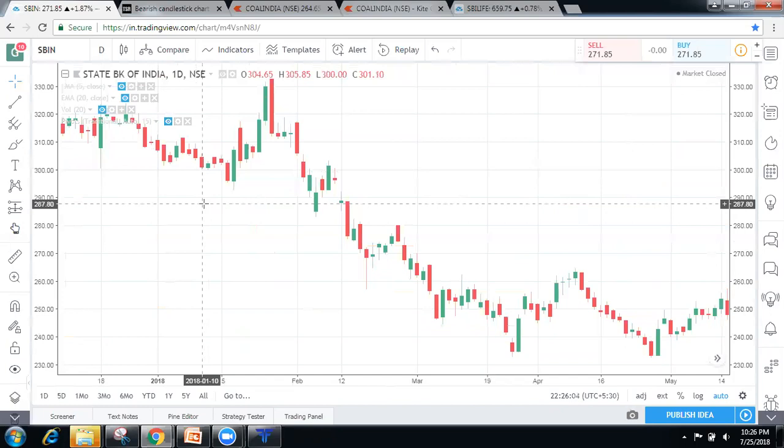The only thing is that resistance and support are levels where emotions come, where people come, and the stock is rising. Why? Because more buying is happening. The more people are buying, that's why the stock is rising. When more people are selling, the stocks are falling. That sentiment is taking the stocks up and down in the FNO stocks.